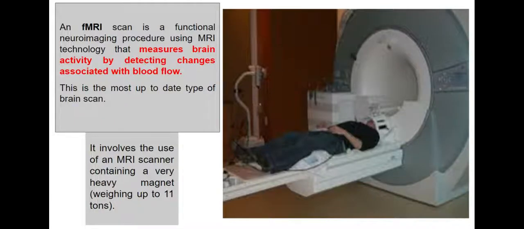This is what it looks like. It's huge. Some of you may have gone for an MRI scan. That's actually looking at the structure. So an fMRI looks at the structure and the function. Okay. And it's looking at the brain activity by detecting changes associated with blood flow. As I said, oxygenated or non-oxygenated blood flow. And the harder the brain is working, the more oxygenated blood will show up on the brain scan.